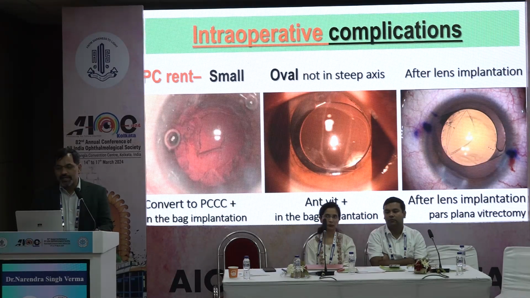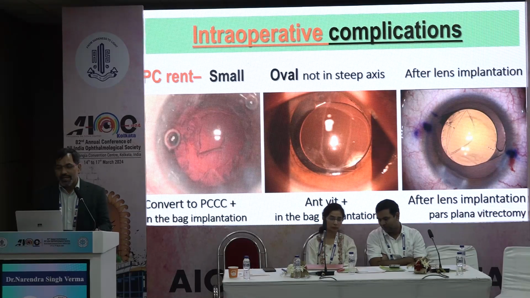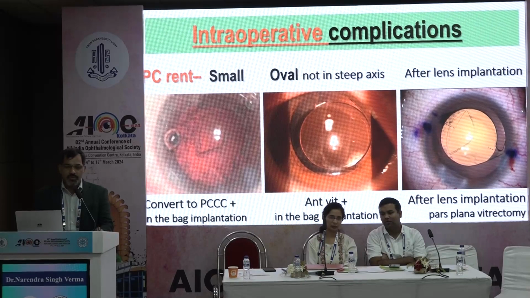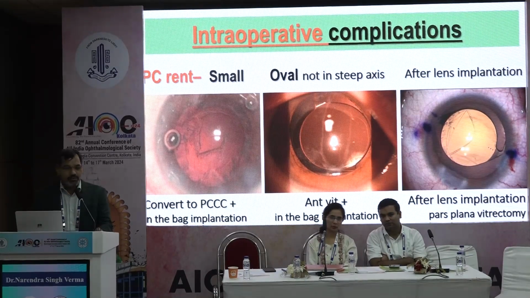Sometimes when we are very unlucky, when we are washing the viscoelastic behind the lens, the PC rent may occur. So if the PC rent occurs and there is no disturbance of the hyaloid phase, just put the air bubble and don't do any extra maneuver. If there is vitreous in the anterior chamber, then it is better to do pars plana vitrectomy. If you do anterior vitrectomy, more vitreous may come into the anterior chamber and lens dislocation may happen.